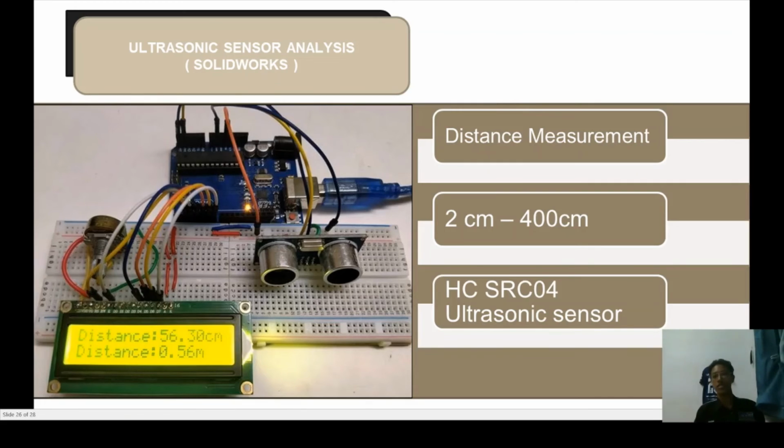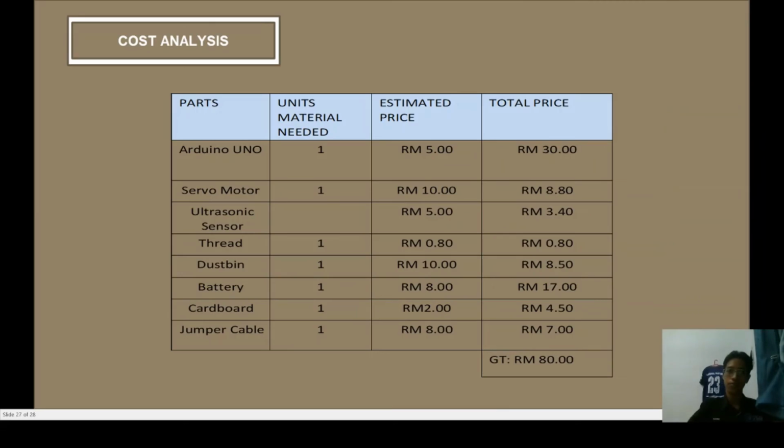Our ultrasonic sensor analysis is to determine how far our sensor can detect, and we found out that our ultrasonic sensor can detect from 2 centimeters until 400 centimeters of echoes, and we use the HC-SR04 type of ultrasonic sensor in our smart dustbin.